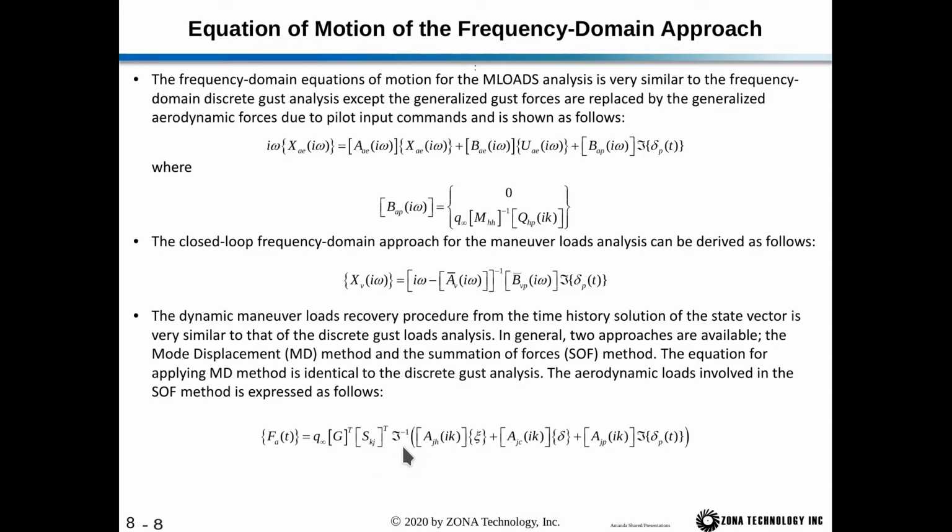And then we take the inverse Fourier transform of our forces in the frequency domain on the boxes to convert to the time domain. So we have our AJH times C, AJC times delta, and then AJP times the Fourier transform of the time domain pilot command.